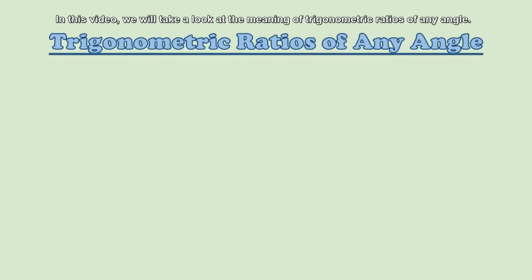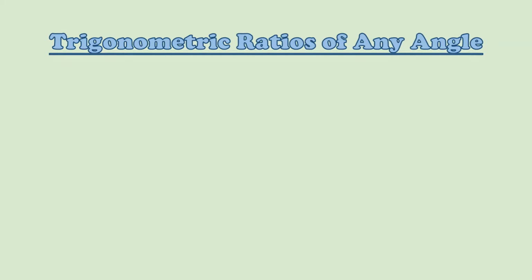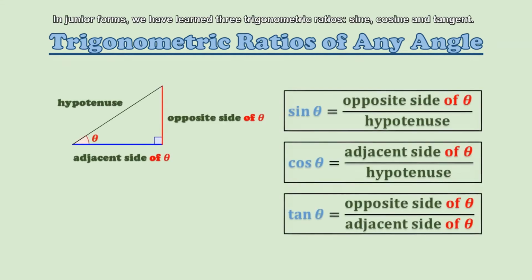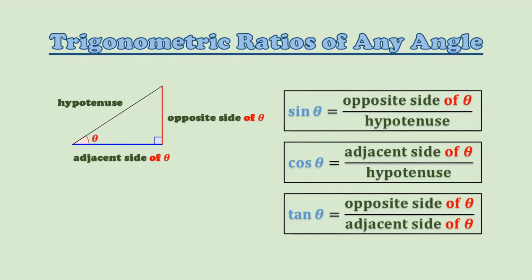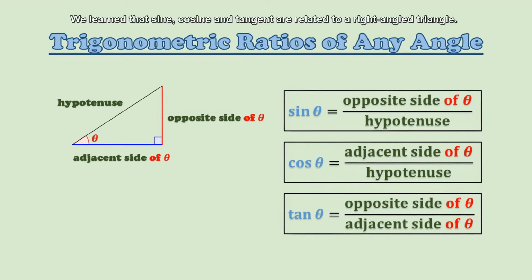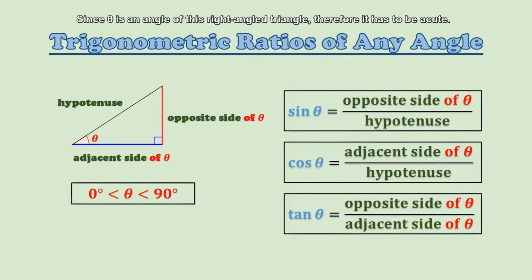In this video, we will take a look at the meaning of trigonometric ratios of any angle. In junior forms, we have learned three trigonometric ratios: sine, cosine, and tangent. We learned that sine, cosine, and tangent are related to a right-angled triangle. Since theta is an angle of this right-angled triangle, therefore it has to be acute. That means it has to be smaller than 90 degrees and greater than 0 degree.